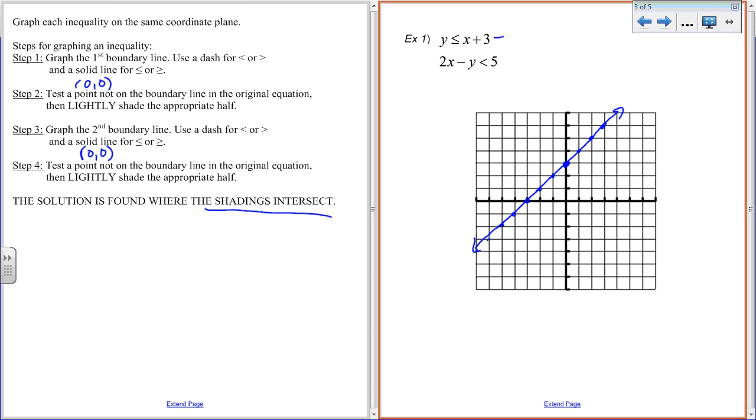So we're going to graph, and then we're going to shade this. When I plug 0, 0 in, I get 0 is less than or equal to 0 plus 3. That gives me 0 is less than or equal to 3. Is that true or false? True. So if 0, 0 is true, what does that mean about our shading? It's going to go below that line. It's going to be over 0, 0. Lightly shade. I should not hear your pencils. Pens are a little bit more difficult. But lightly shade.